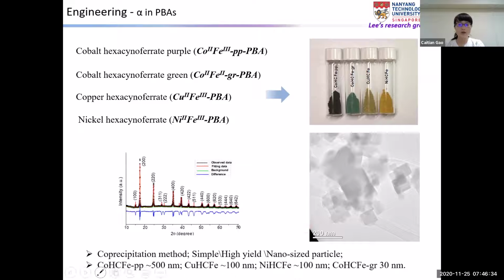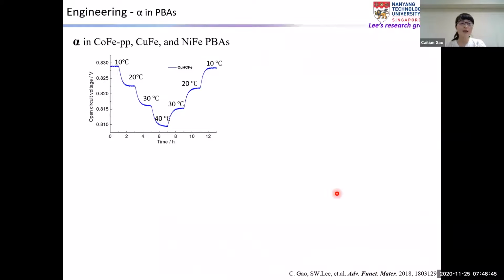And from here we also study the morphology. Normally this kind of material has around 100 nanometers size. Then I study the temperature coefficient in these materials. This is a test of our alpha value.